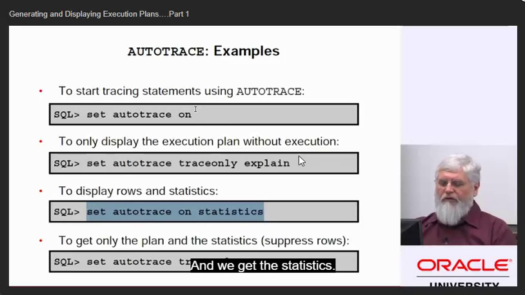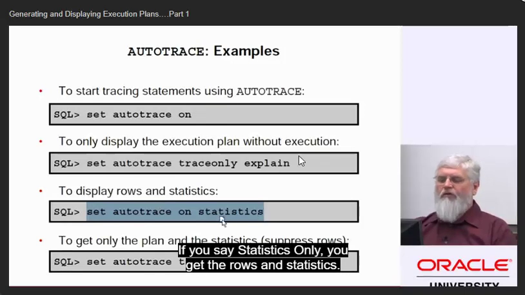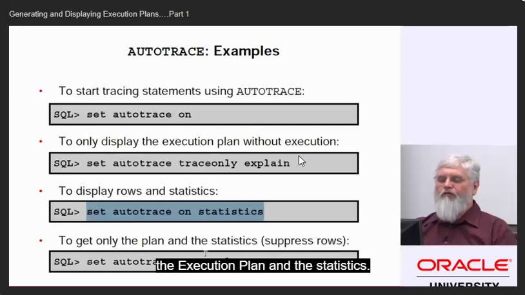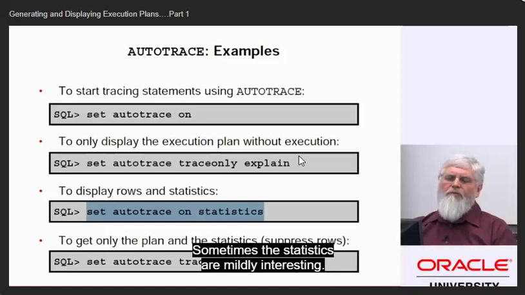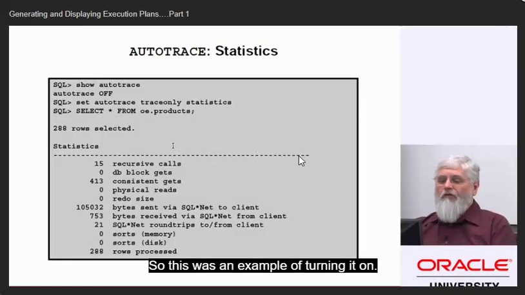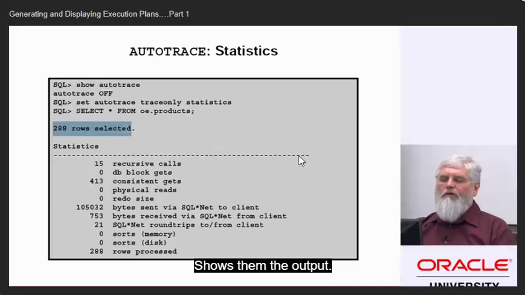Some people like this one. It's a little less tracing, and sometimes the statistics are mildly interesting. So this was an example of turning it on, and they wanted the statistics only. It shows in the output, this happens to be a count, I guess. So it said there were 288 rows returned, and then it gives you some limited statistics in SQL*Plus.